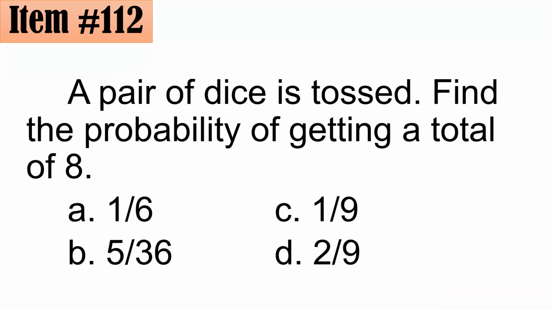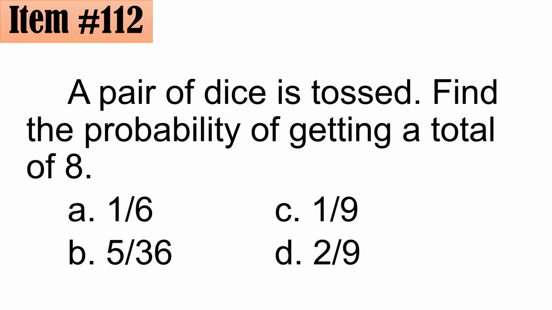112. A pair of dice is tossed. Find the probability of getting a total of 8. 1/6, 5/36, 1/9, or 2/9. Letter B, they say. Okay, there are 7 of you who answered B. Okay, is B correct?